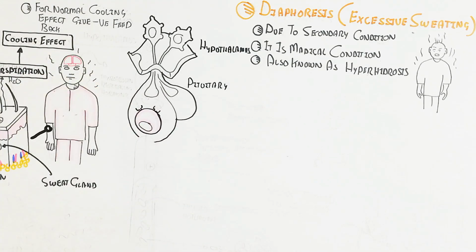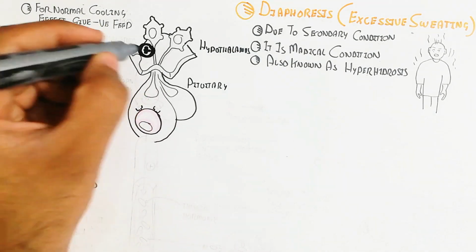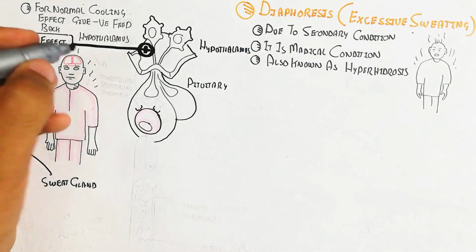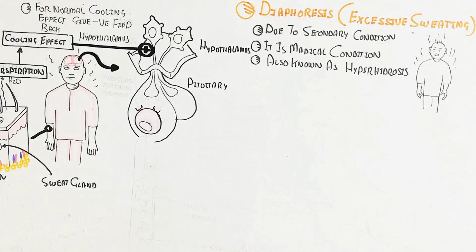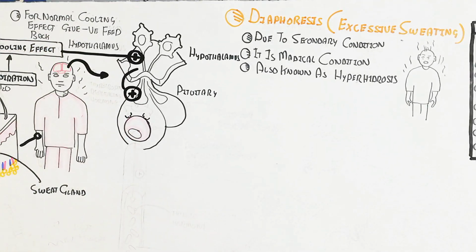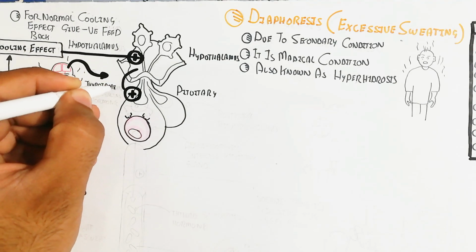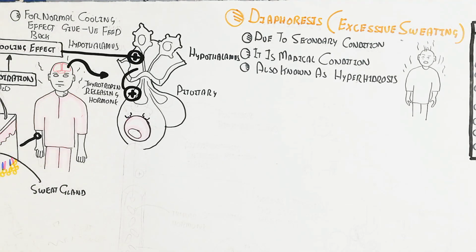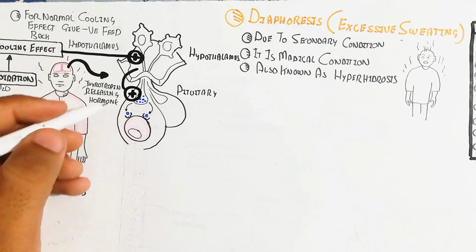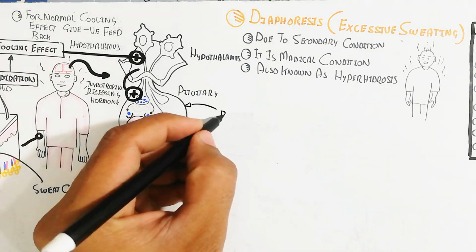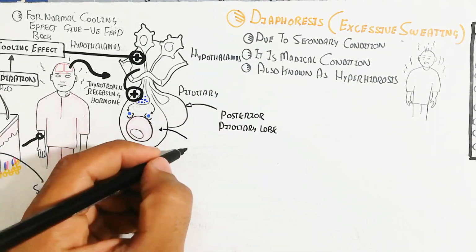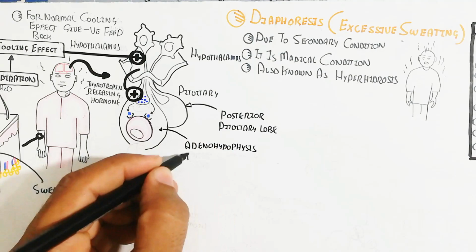This is the hypothalamus and pituitary gland. The adenohypophysis of the pituitary gland is involved. The hypothalamus triggers the release of thyrotropin releasing hormone. This thyrotropin releasing hormone triggers the adenohypophysis, the anterior pituitary gland. The anterior pituitary gland releases the hormone known as thyroid stimulating hormone, which targets the thyroid gland and releases T3 and T4, triiodothyronine and thyroxine.